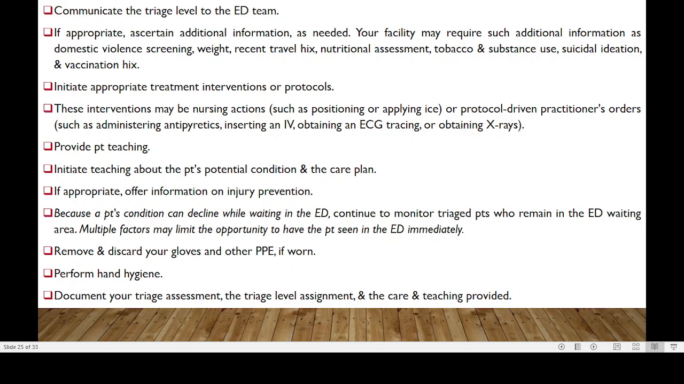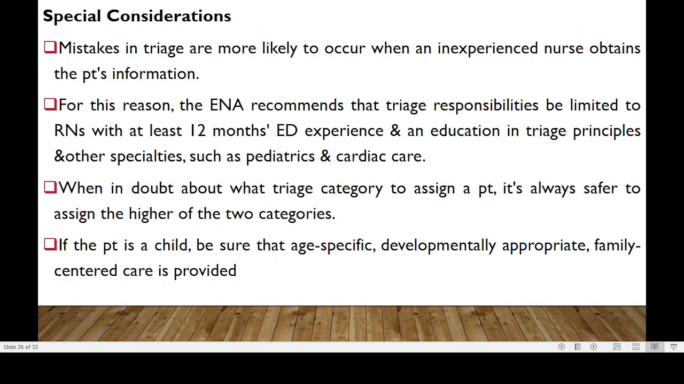So you have to remove and discard your gloves and other PPE if used, then perform hand hygiene, then document the triage assessment, the triage level assigned, the care and the teaching you have provided to the patient. Some of the special considerations: mistakes in triaging are very likely to occur when an inexperienced nurse obtains the patient information.